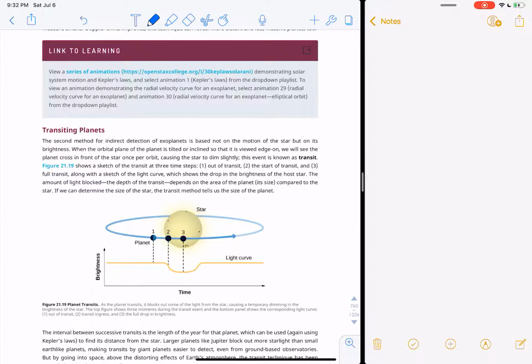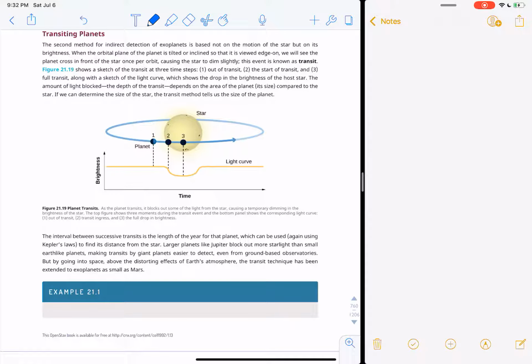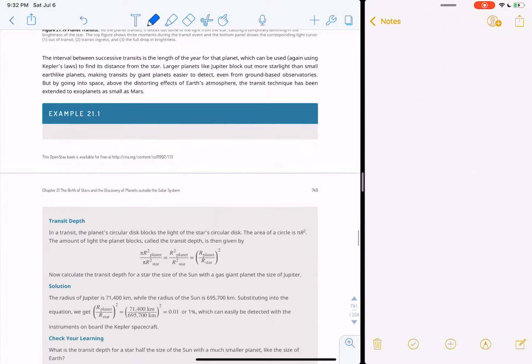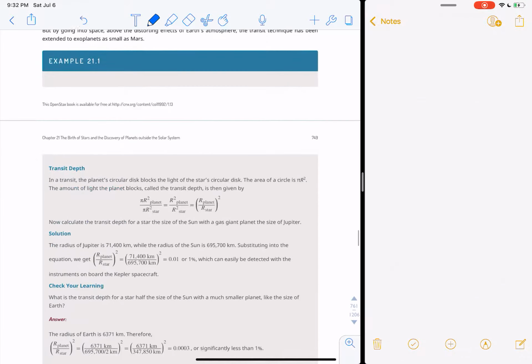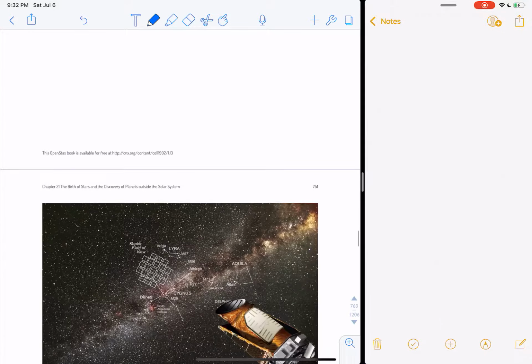We talked about this light curve when two stars orbit each other, and when stars orbit each other, the light curve is a little bit different than when planets orbit a star. And so we can tell the difference between two stars orbiting each other or planets orbiting a star. And the dip is a little bit less severe when you have planets, so it's harder to measure.